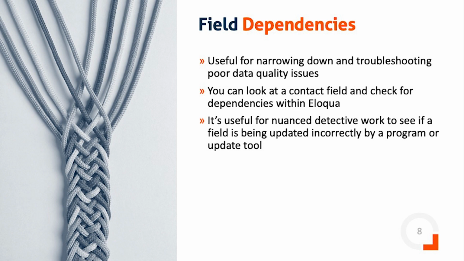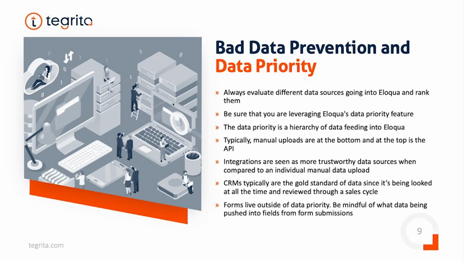And beyond all of that, I would also say that it's really important to take a step back and to prevent any bad data from getting into Eloqua to begin with, right? So this is where I think there's always a big opportunity for everyone to really constantly evaluate what are the different data sources going into Eloqua, and are we properly leveraging Eloqua's data priority around these different sources?